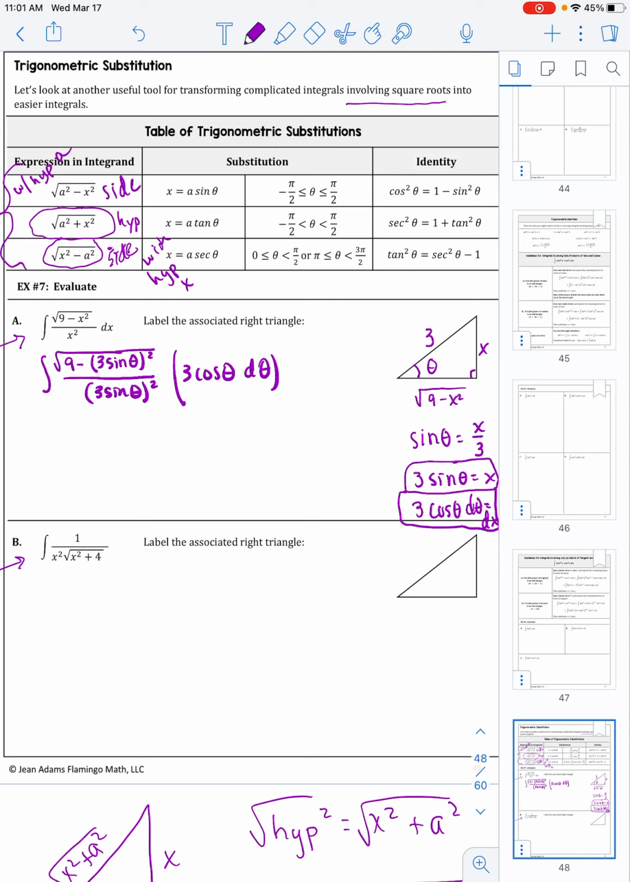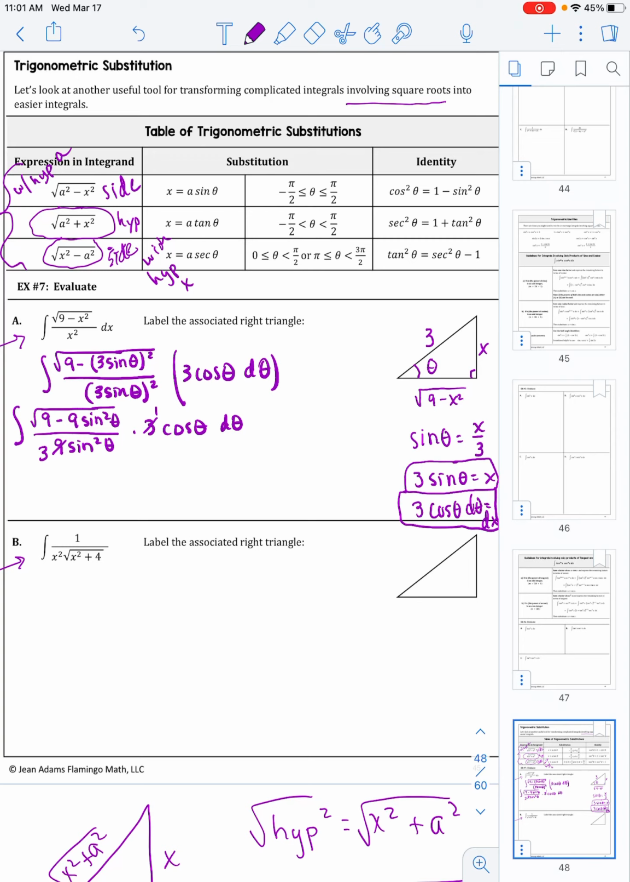And now let's just see what happens here as we start simplifying. So we've got the integral of, this is going to be square root of 9 minus 9 sine squared theta divided by 9 sine squared theta times 3 cosine theta d theta. Now you can say divide by 3, I get 1. Divide by 3, I get 3. Okay, so you can say that.